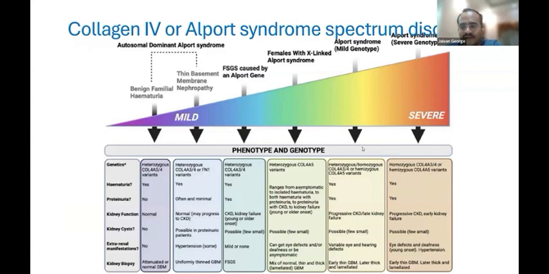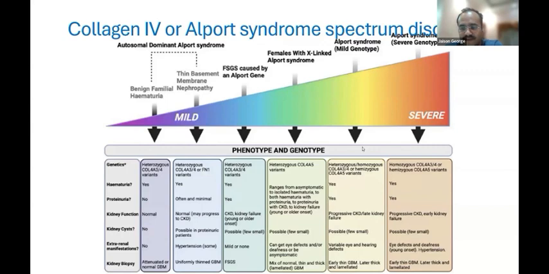So let's analyze the spectrum of disorders involving collagen 4. Defects in the alpha 3, 4, 5 network lead to glomerular basement membrane abnormalities, resulting in a clinical spectrum ranging from benign isolated microscopic hematuria to progressive kidney failure with extrarenal involvement. Persistent hematuria is a common presentation in these conditions. The milder and less severe forms include benign familial hematuria and thin basement membrane nephropathy, often with benign isolated hematuria. Sometimes these can progress to proteinuria, hypertension, declining kidney function, and even ESRD.